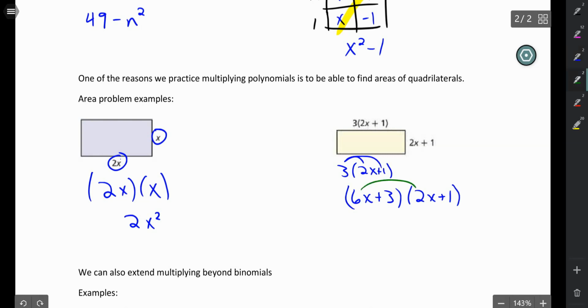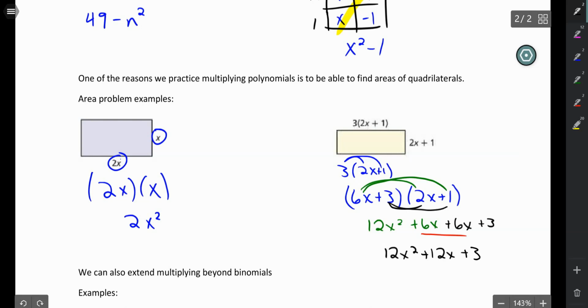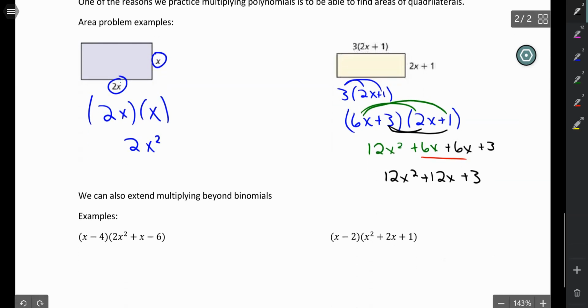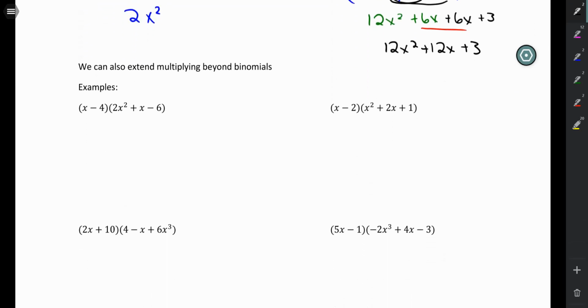So then I've got 12x squared plus 6x, and 3 times 2x gives me 6x, and 3 times 1 gives me 3. Got to make sure I combine those like terms in the middle for my final answer. So I've got 12x squared plus 12x plus 3. And there is my area for that rectangle. Okay, so we can use this multiplying in the same way that we've been finding area of rectangles for a long time. We just don't necessarily have to know the exact number of sides now.